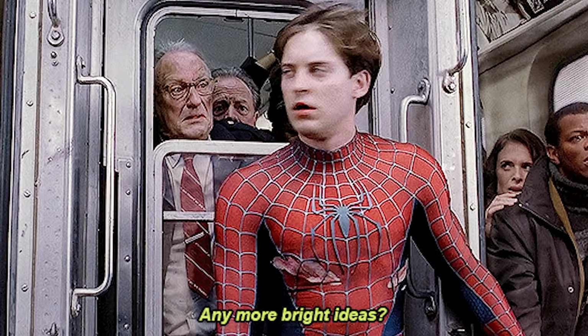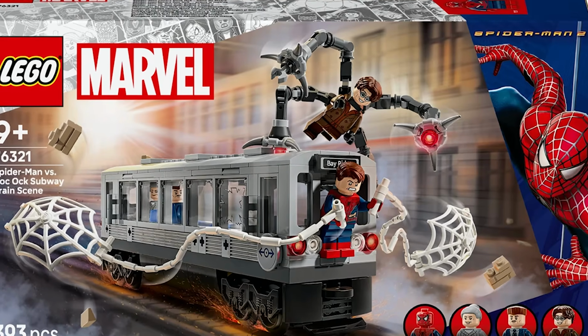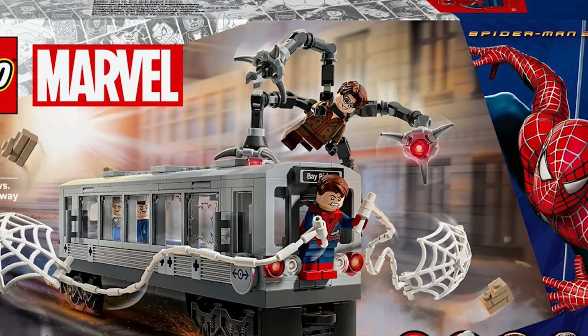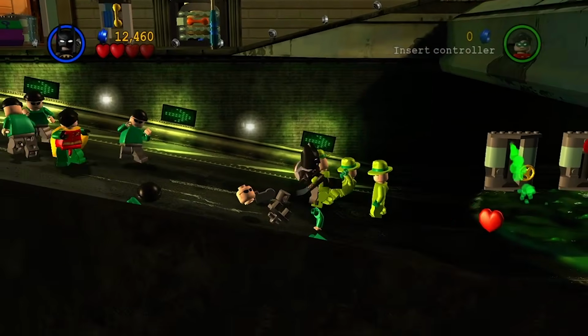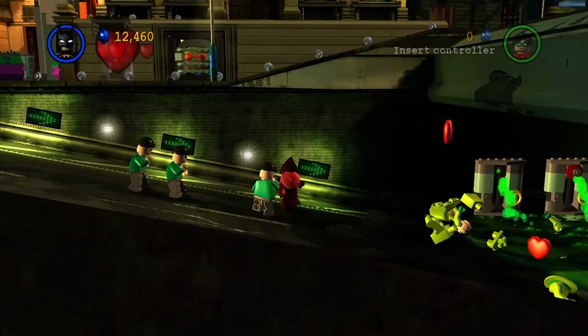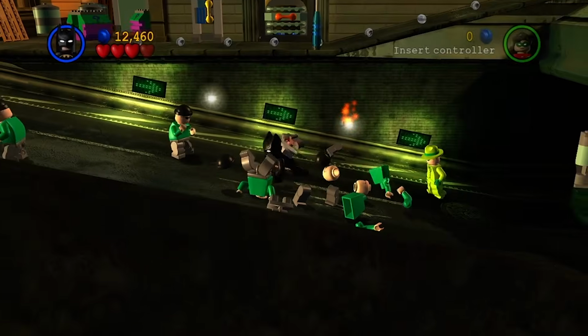LEGO probably just included them because, I mean, it's a $55 set. They haven't made a Spider-Man 2 set in over 20 years, so it is pretty cool that they included these characters, as they're of course pretty important to the movie and the Sam Raimi Spider-Man trilogy.